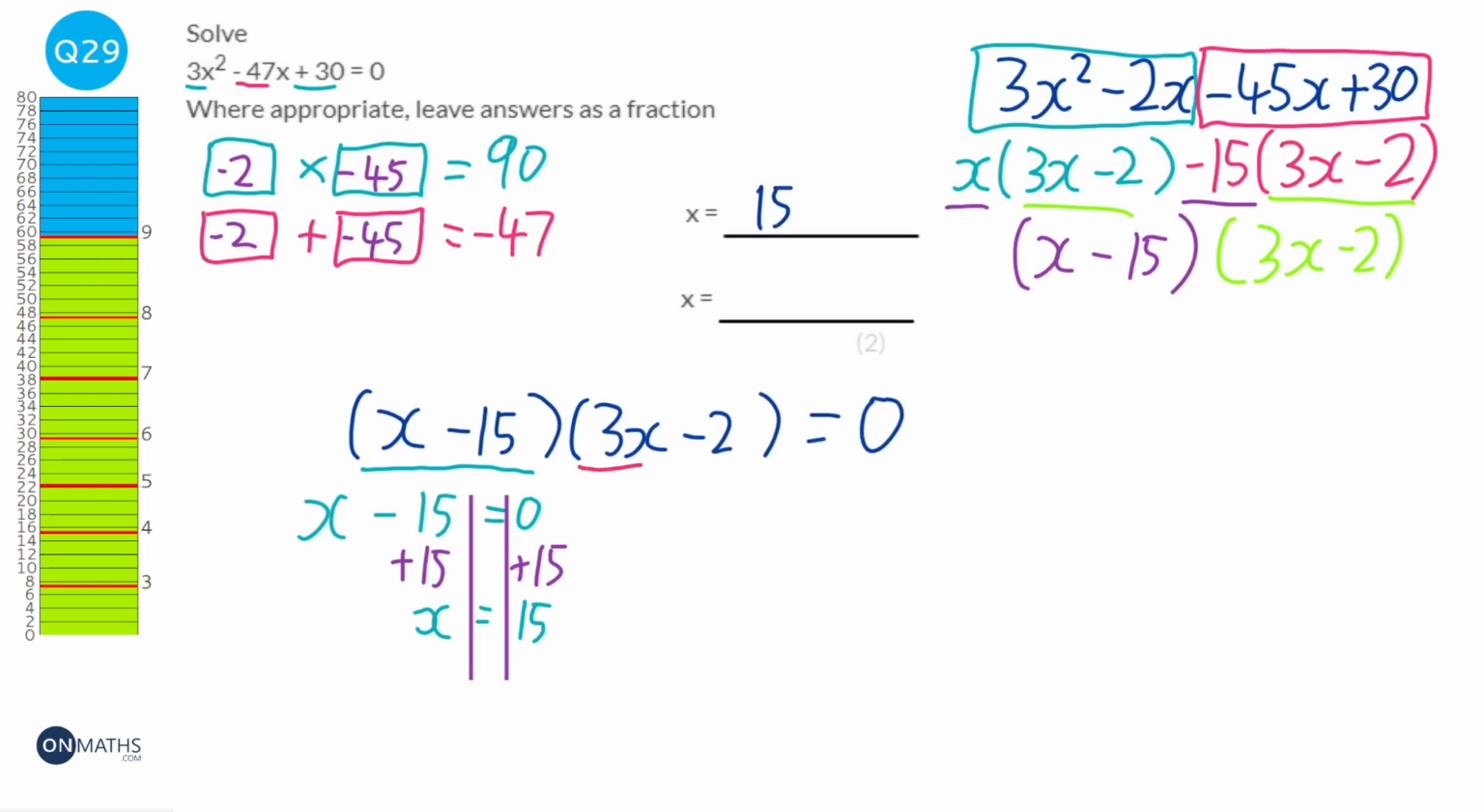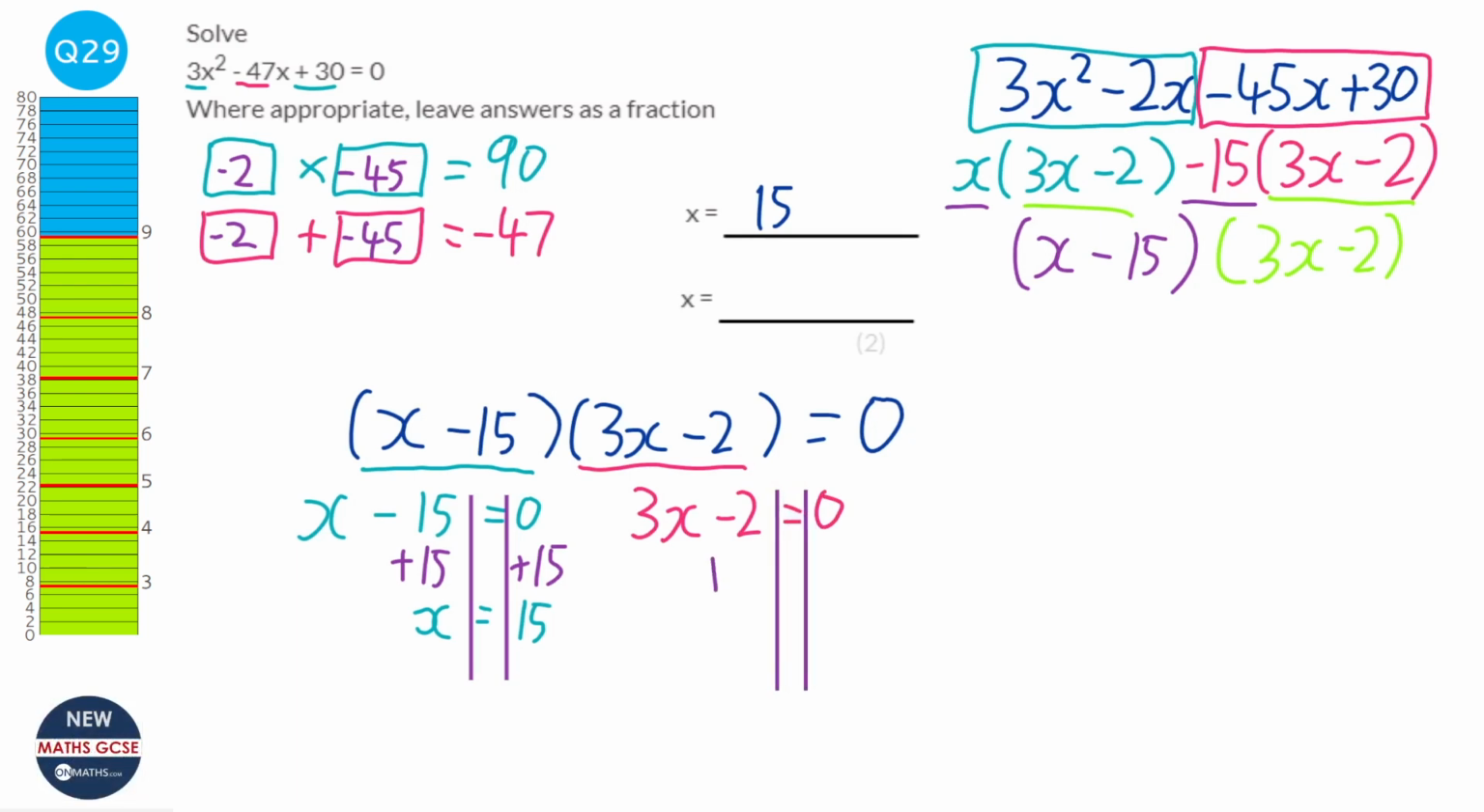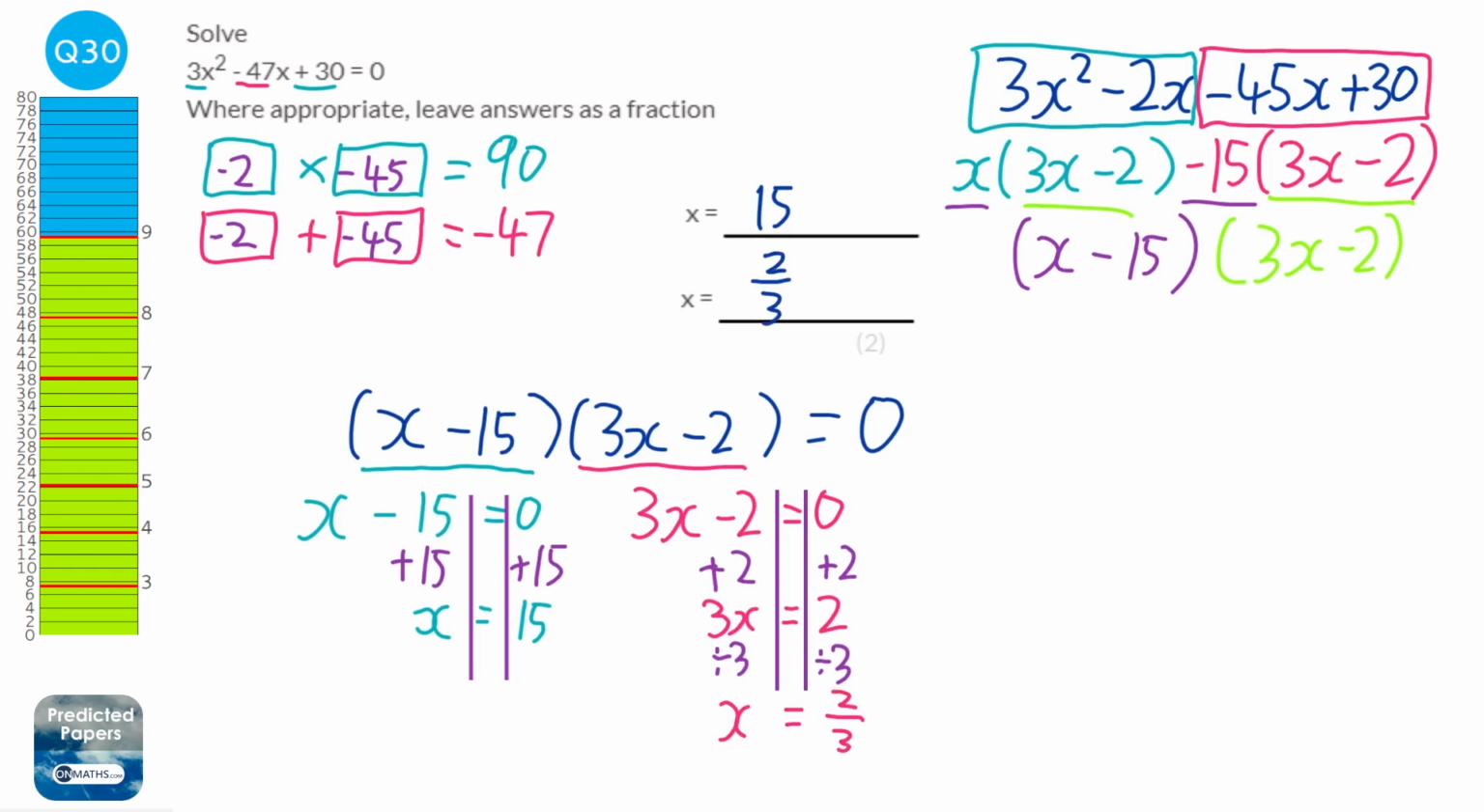Do the same thing to the other side. Get it equal to 0. Solve it by adding 2 to both sides. So that would be 3x equals 2. Then we need to divide by 3 both sides. And a way we can write that is as a fraction, so 2 over 3. So our second solution is 2/3.